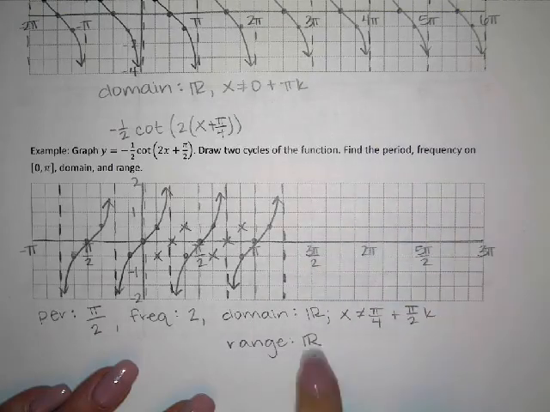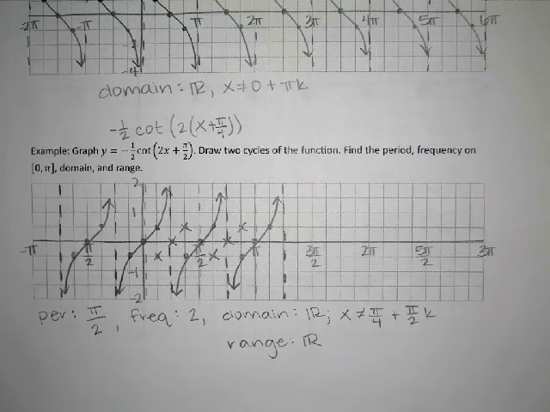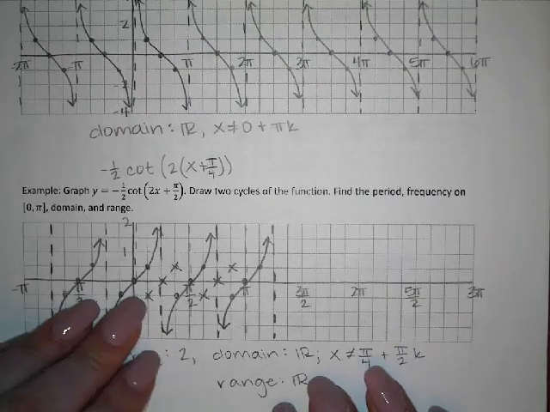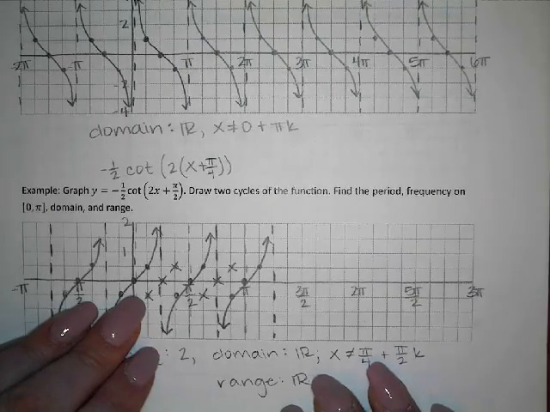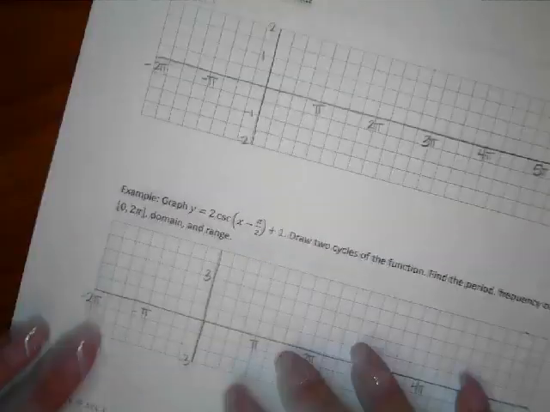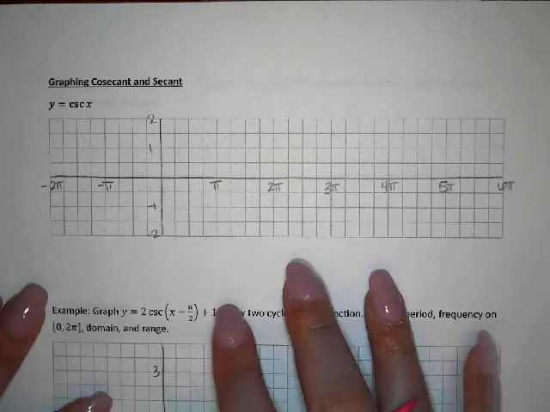For cosecant and secant, you'll either love them or hate them. They're weird, but I don't know. You'll love them or hate them. You could think they're easy, you could think they're difficult. So cosecant, excuse me, is the reciprocal of sine.